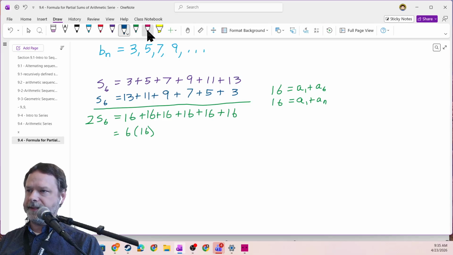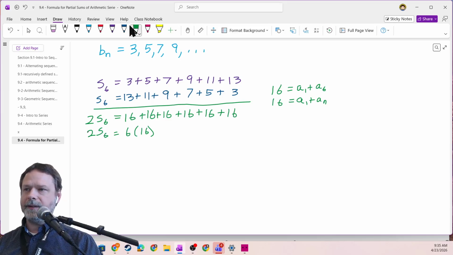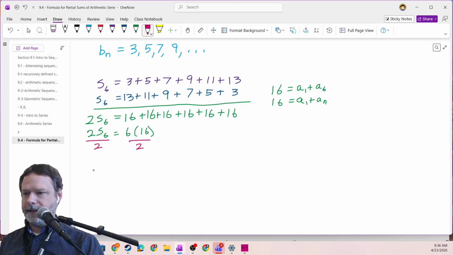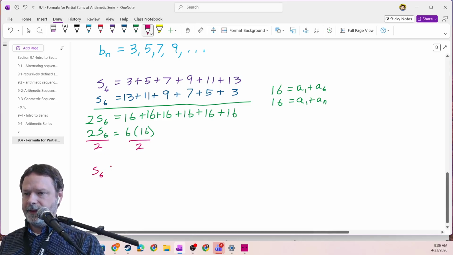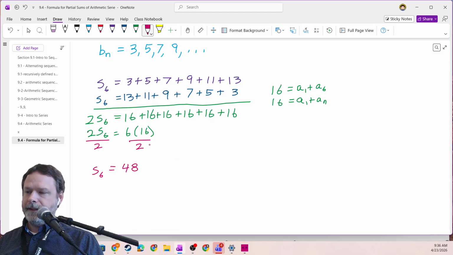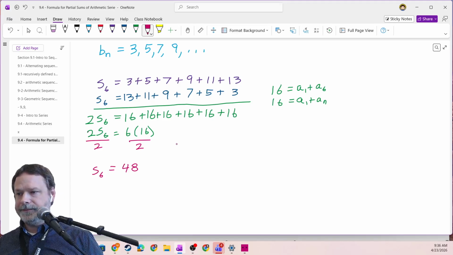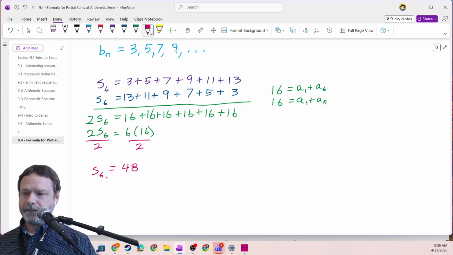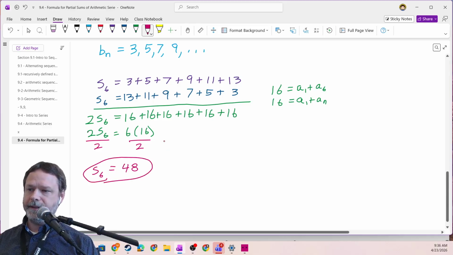So we got the same thing again, and we got 2 of those. So we got 2 times S6 equals that. But of course, we did double because I added it twice. So we got to divide that by 2. And my S6 could be, let's see, 3 times 16, 30 plus 18 is 48. And let's see here. Yep. So if I didn't do anything weird, that should work.